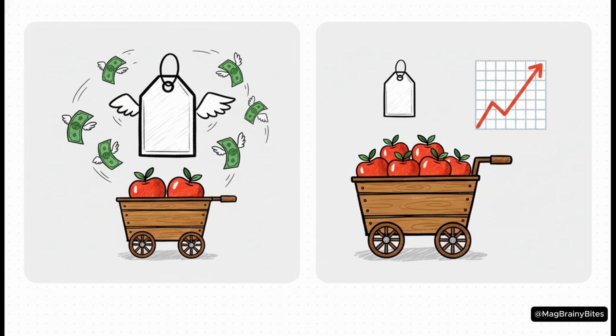And this gets us to a really important distinction: nominal GDP versus real GDP. See, nominal GDP can go up just because prices went up, inflation. It looks like growth, but it isn't. Real GDP is the one you want to watch. It's adjusted for inflation, so it tells you if we're actually producing more stuff. That's what real growth is all about.